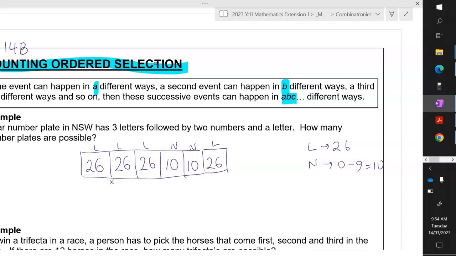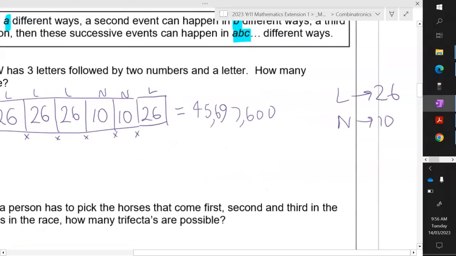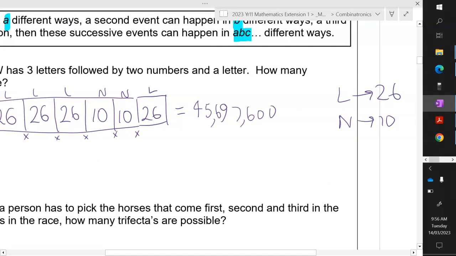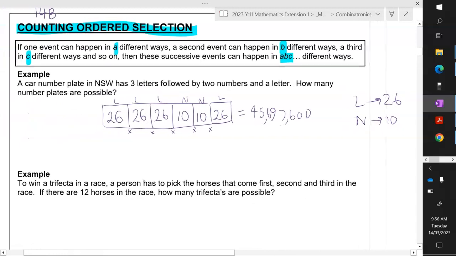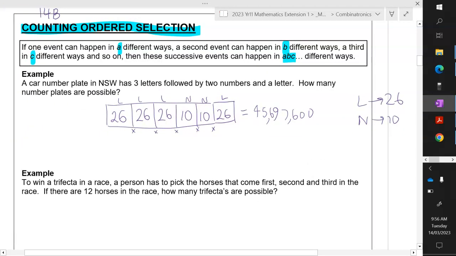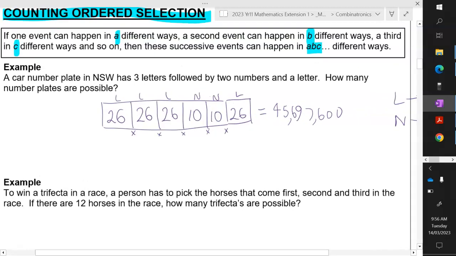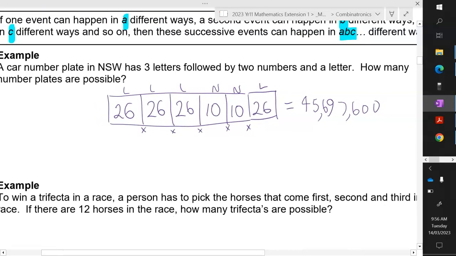So what we want to do is multiply each of these together, and that's going to give us the actual number of number plates that are possible. So just pop that in your calculator. If you pop that in, you're going to end up with 45,697,600 possible number plates, and that's allowing for repetition. But let's have a think, and this is not part of this question, but we need to start thinking this way. What would happen if we didn't have repetition? That one says we can repeat the numbers.